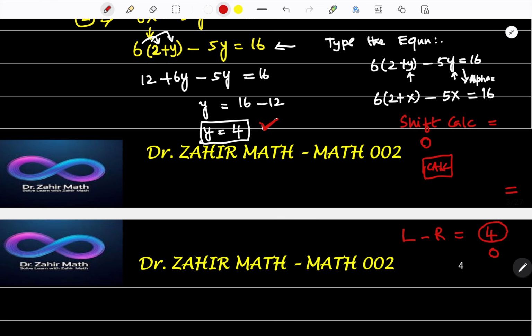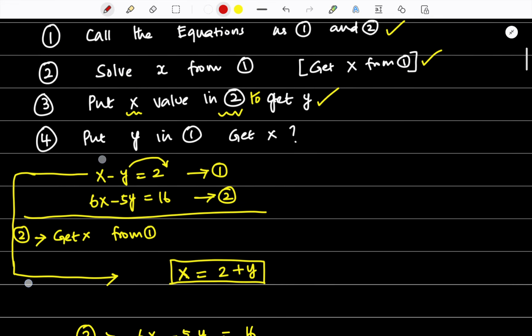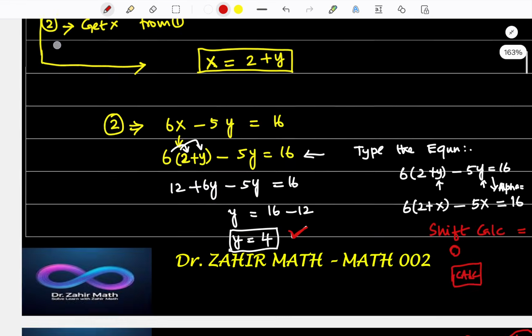You can check before that whether your answer is correct or not. After that, go for finding x value, because sometimes if your y value is wrong, your x value will also be wrong. So make sure your answer is correct before finding x value, right? So what did I say? Put y in the first equation to get x.